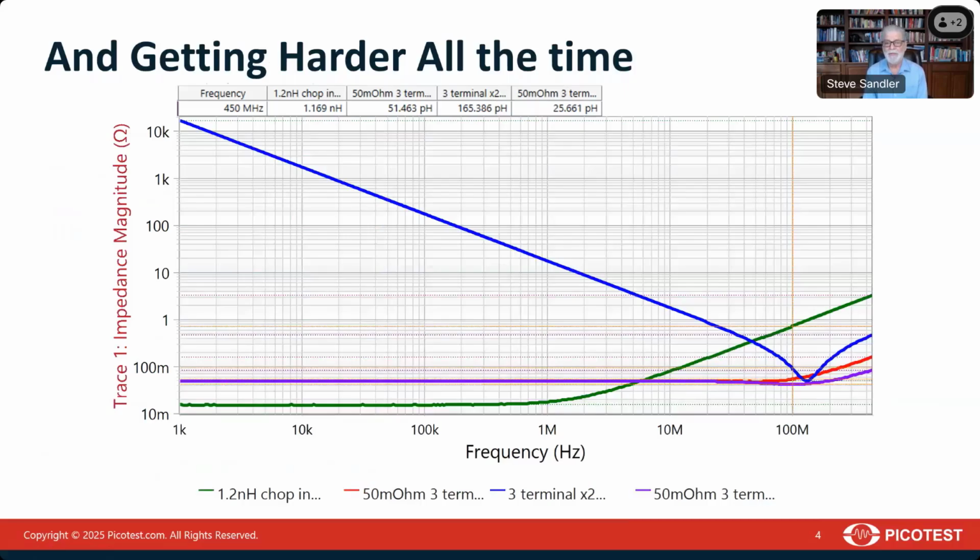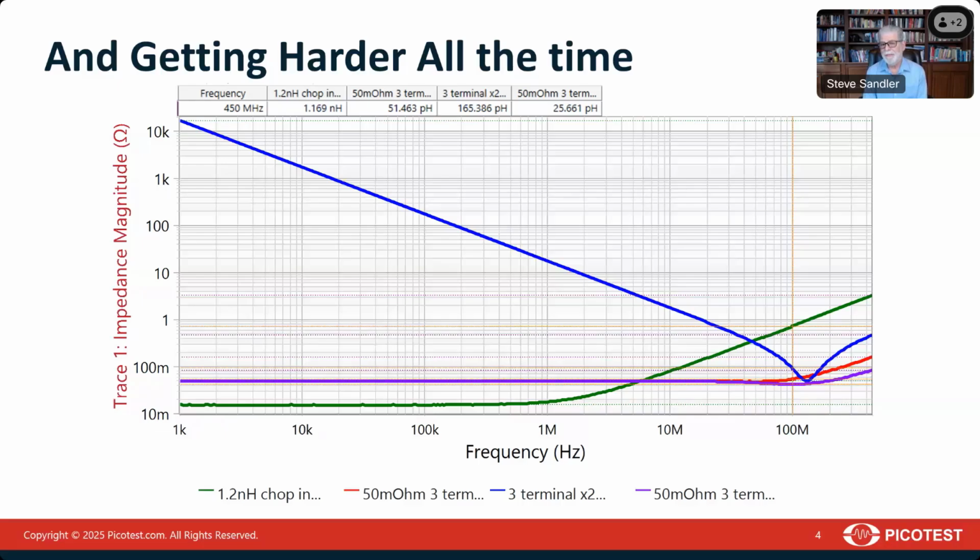But the truth is that it's not stopping, and it's getting harder all the time. I made a few measurements just to show where we're at and where we're going. In the green trace, I measured a 1.2 nanohenry chip inductor, really just to get something on the screen that we knew the answer to. You can see in the cursor table that our 1.2 nanohenry inductor measures 1.17 nanohenry, so very close. Then we measured a few different components.